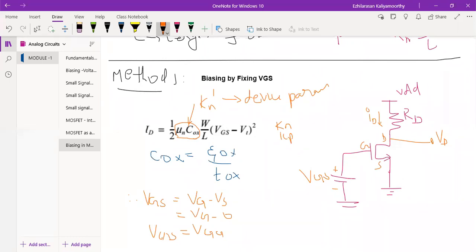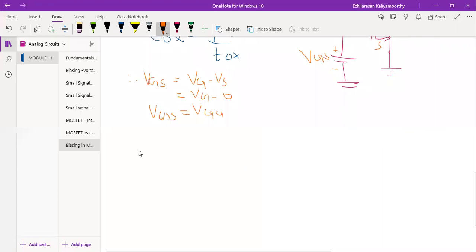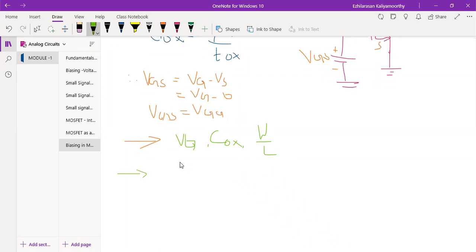The threshold voltage VT, the oxide capacitance Cox, and W by L, width to length, will vary widely among devices, even if we are using the same type of IC. These parameters will be different and will change. So biasing by fixing the VGS is not a good approach.